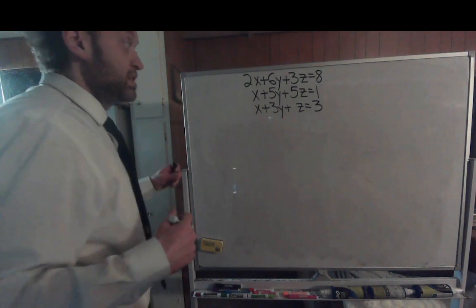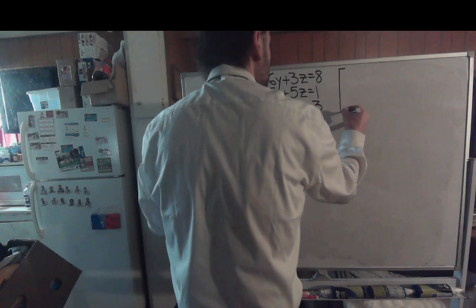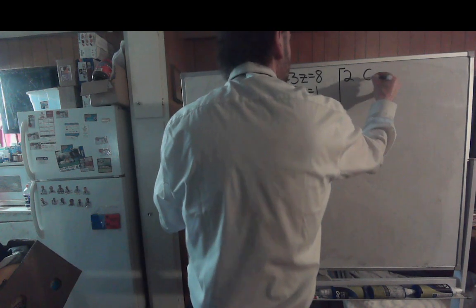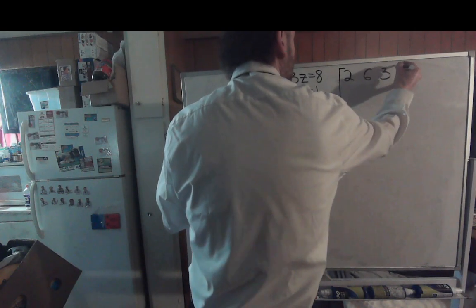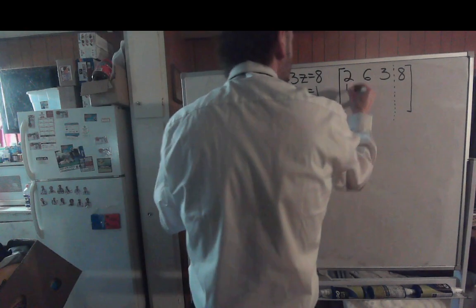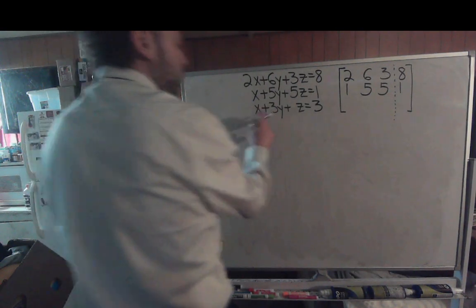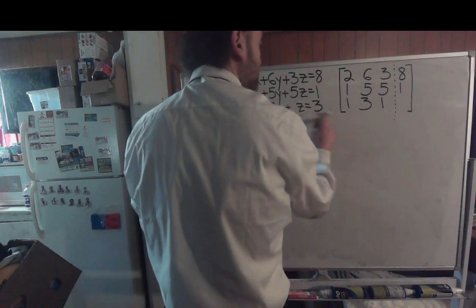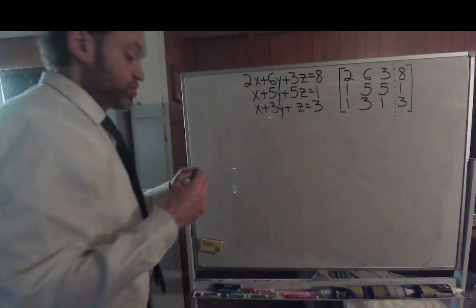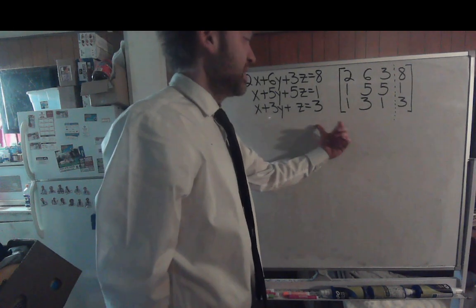Let's form this into a matrix. So 3 equations means 3 rows. So take the 2 on the x, the 6 on the y, the 3 on the z, and then to the right of that augmented line, put that 8. All right, put the second row, take the 1 on the x, the 5 on the y, the 5 on the z, and then to the right of the augmented line, put that 1. And then third row, take that 1 on the x, the 3 on the y, the 1 on the z, and then to the right of the augmented line, put the 3. There is your matrix that represents this system of equations.